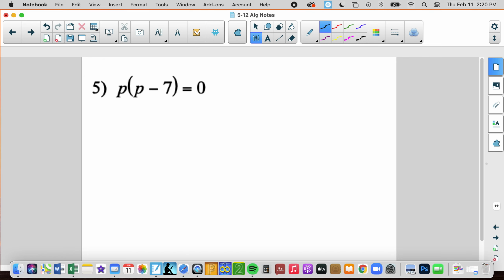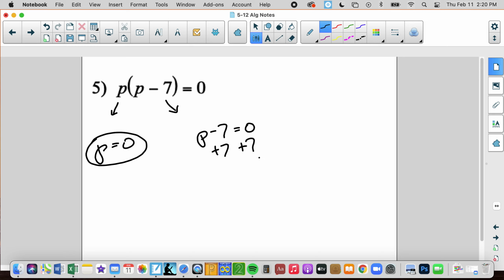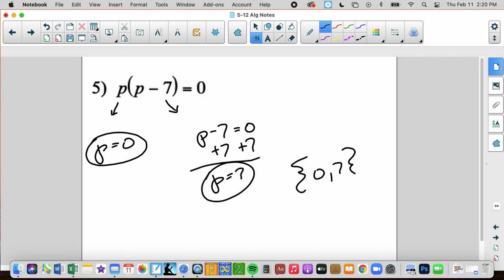So let's look at one more. So again, we set that term equal to 0. We set this box equal to 0. Already equal to 0. Add 7. P equals 7. And we get 0 and 7.